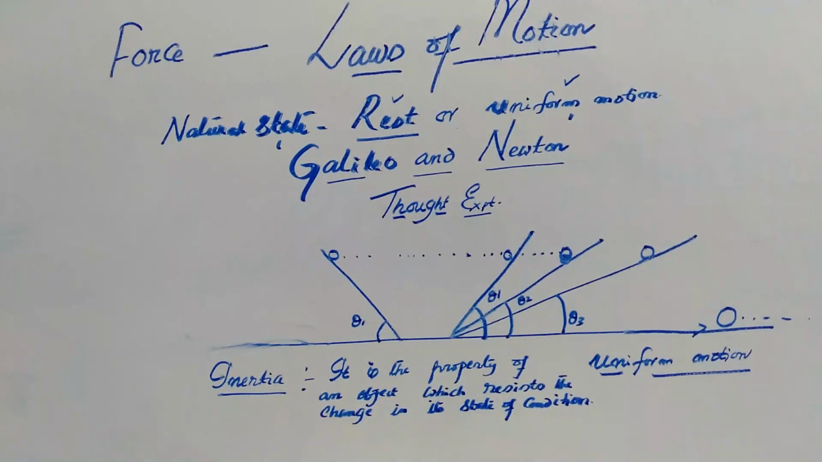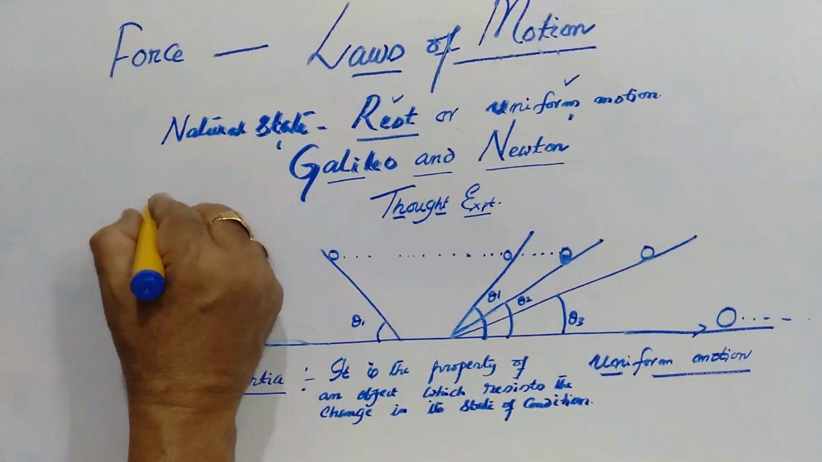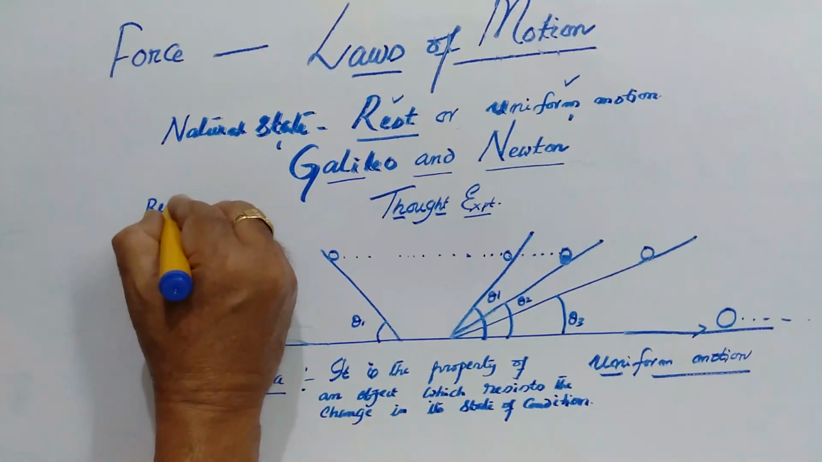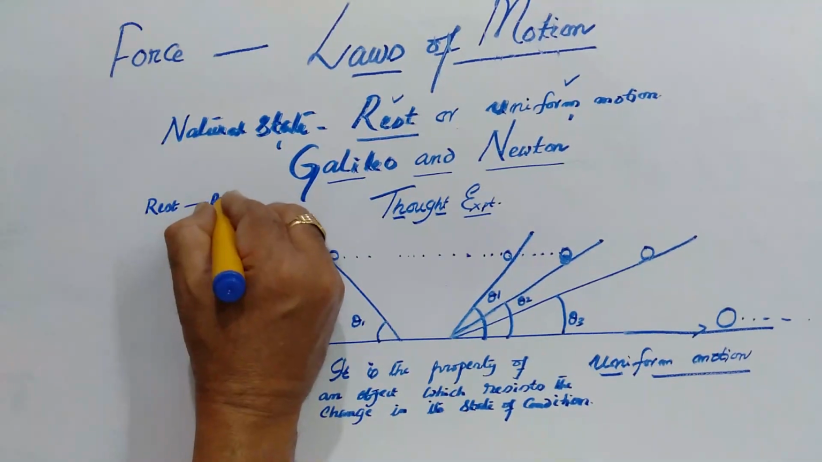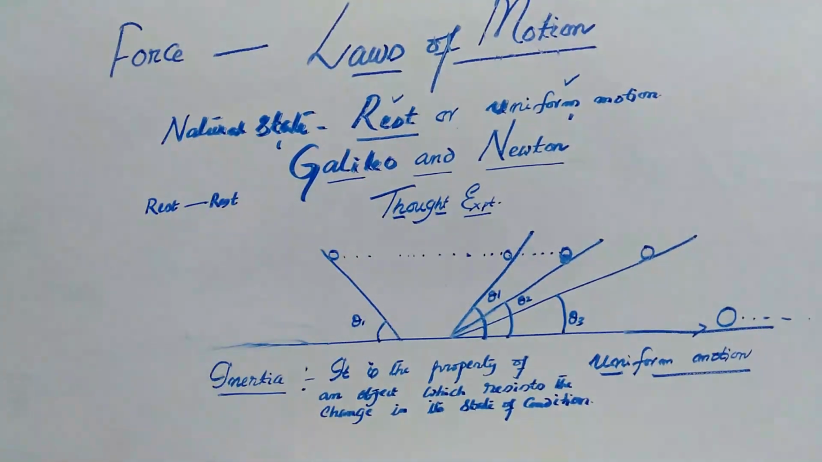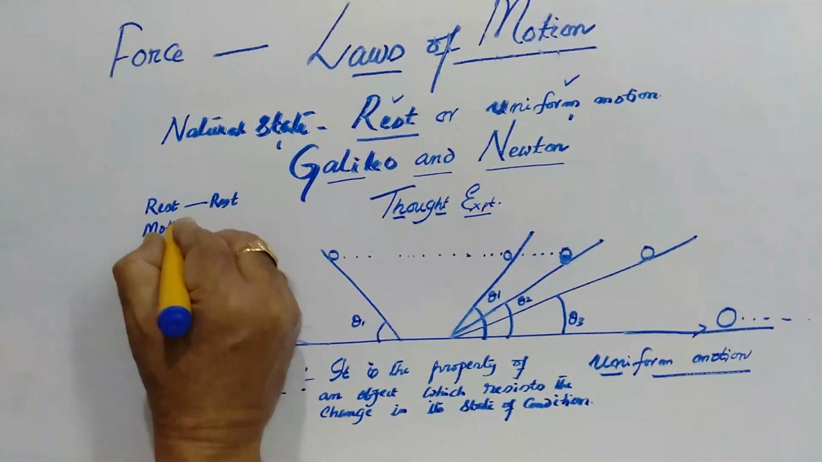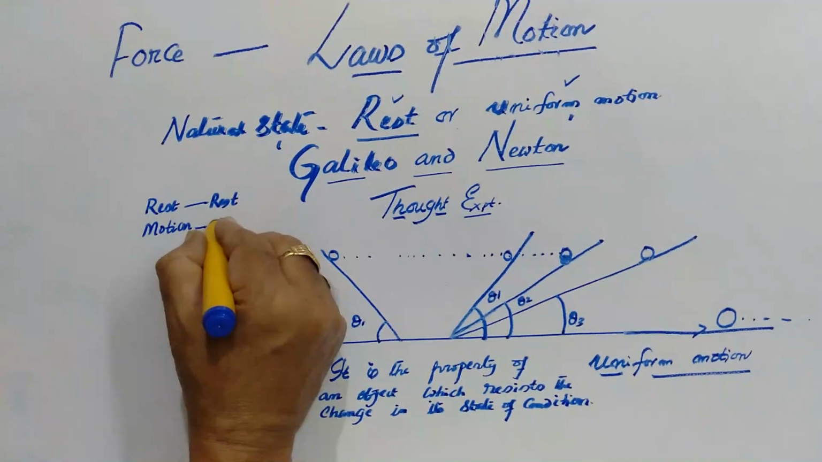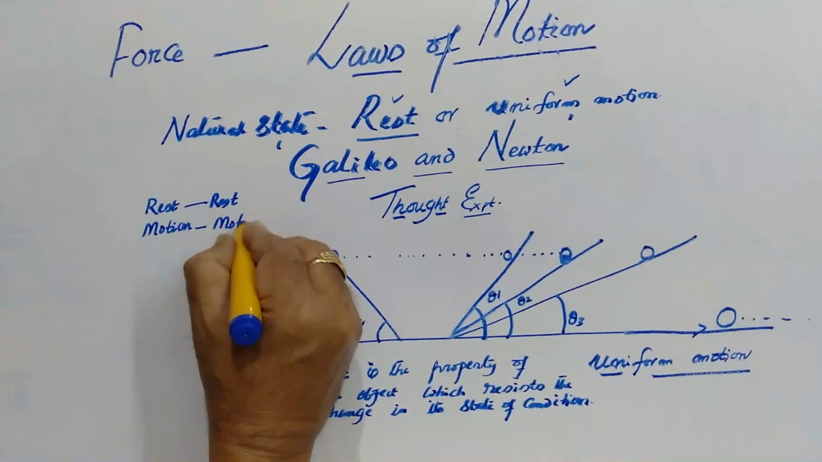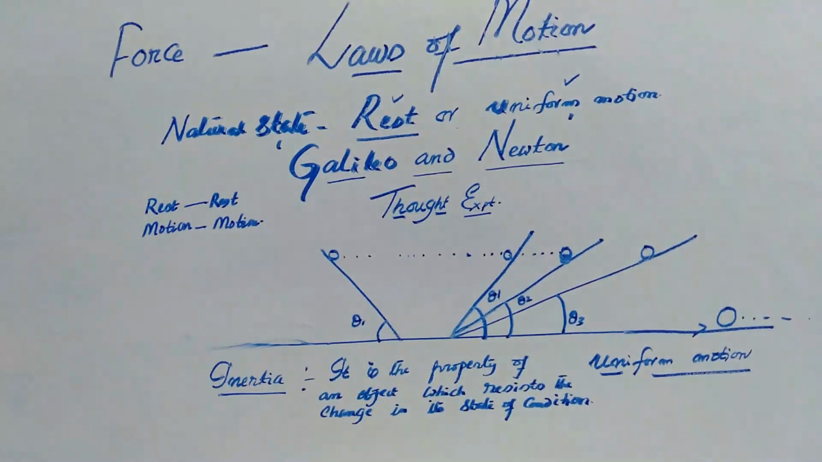So we can say if the object is already at rest, it remains at rest. If the object is already in motion, then it wants to be in the same state of condition, that is motion. This is the idea of Galileo.